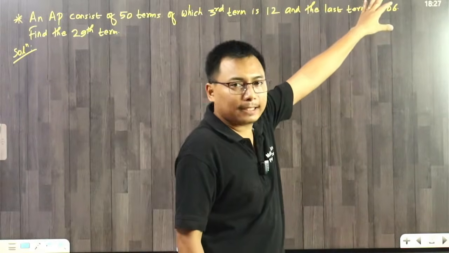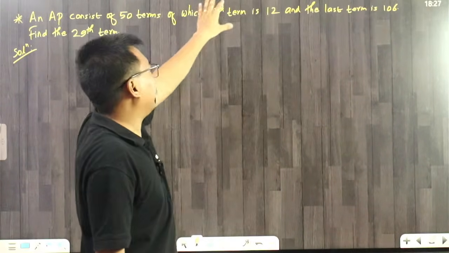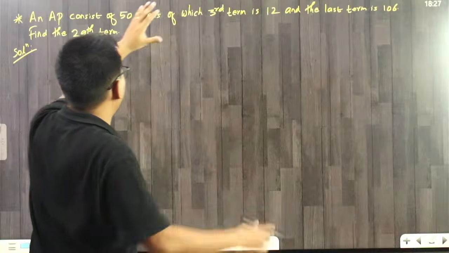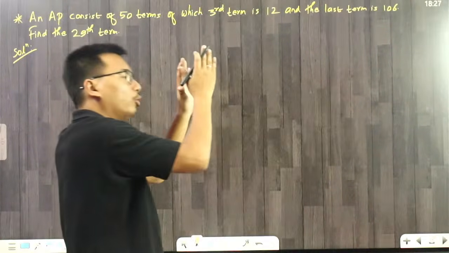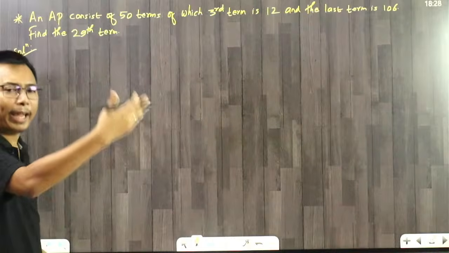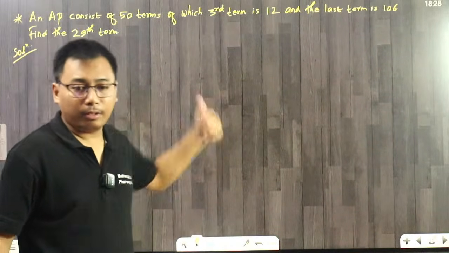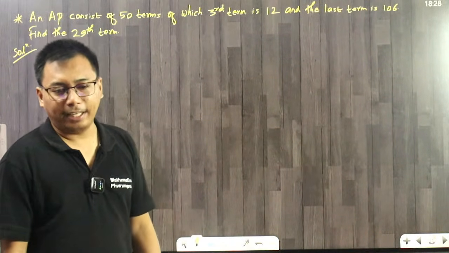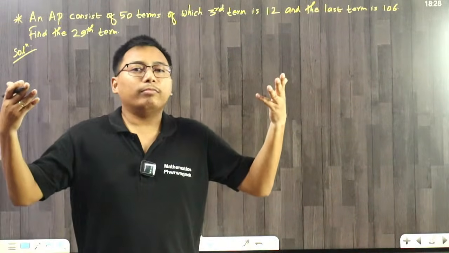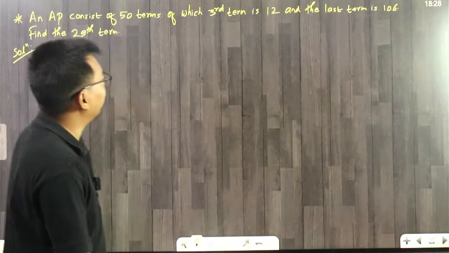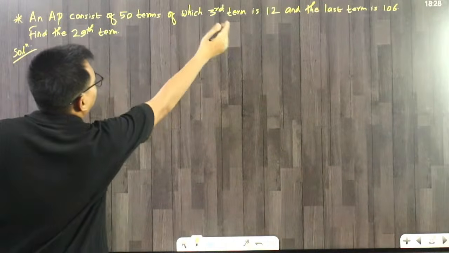A50 is 106. Okay. A3 is 12. Now using this, again we'll solve those two equations. After solving those two equations, we'll find the value of A and D. After finding the value of D, we can find the 29th term easily, like breathing. Easy. Okay?